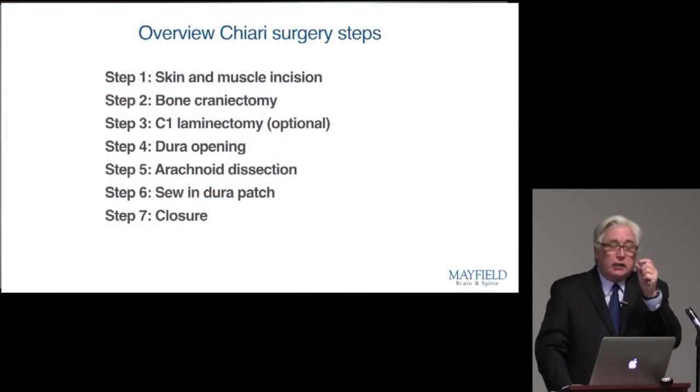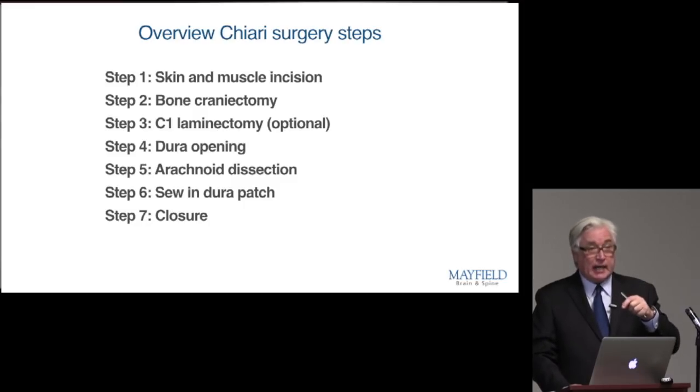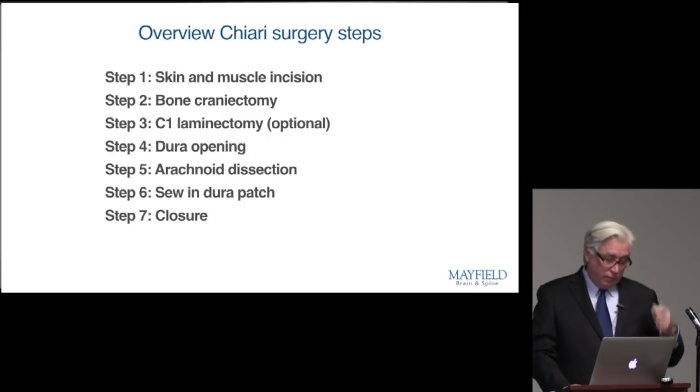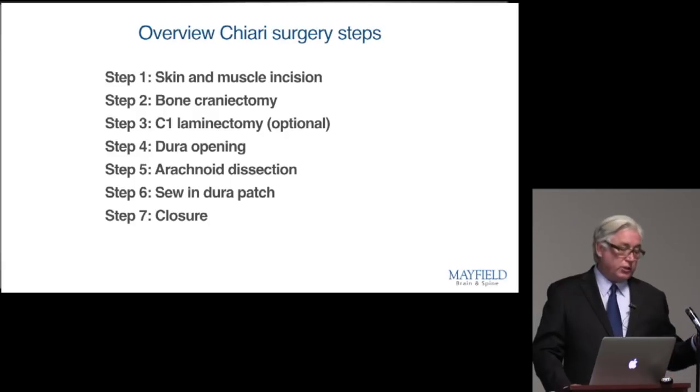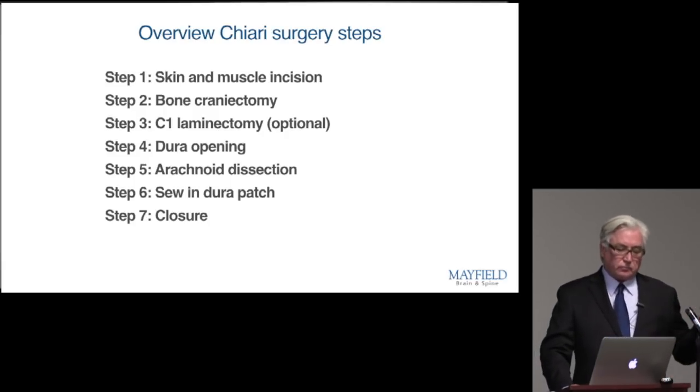Sometimes we actually shrink up or remove a little bit of the tonsil, the part of the brain that's coming down. Fortunately, that part of the brain, as far as we know, doesn't have any discernible function. So it can be partially resected or removed. So these are the steps.